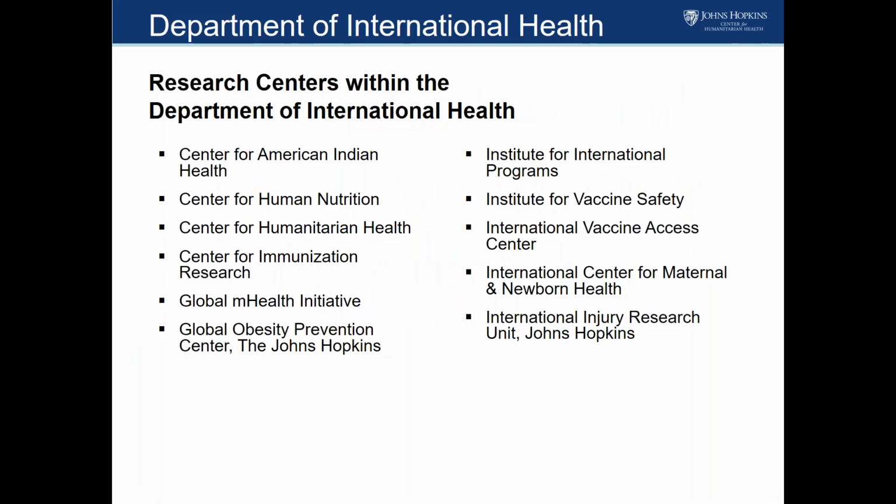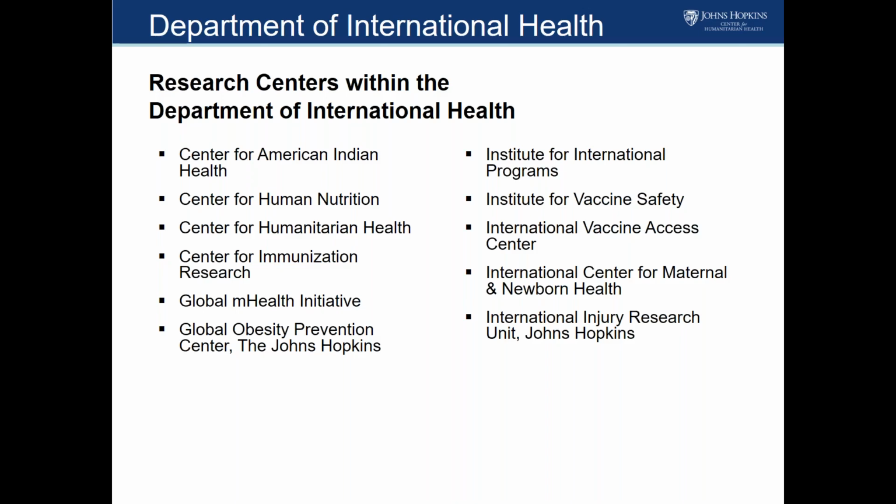Just a brief look at some of the work that goes on in our department. Our department is divided in 4 different divisions or sections. We have human nutrition, health systems, social and behavioral interventions, and global disease epidemiology. But in addition to those academic and research divisions, we have what we call centers. And here is how we focus on a wider variety of health issues around the world.